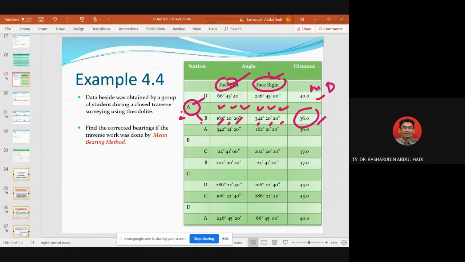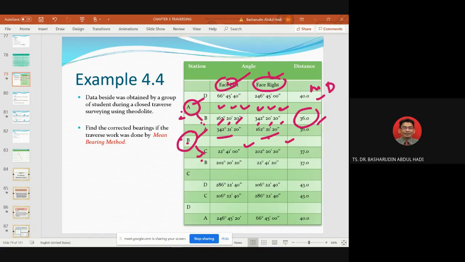So this exercise we are repeating. We move the equipment to B, we observe to A, the reading for left and the reading for right. And we do not move. We rotate our telescope from B to A, then to C. So you get this reading for face left, 22 degrees, 41 minutes. Meanwhile, for face right it is 202 degrees, 20 minutes, 20 seconds.